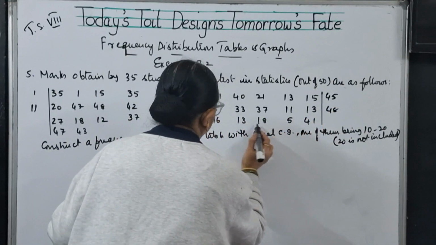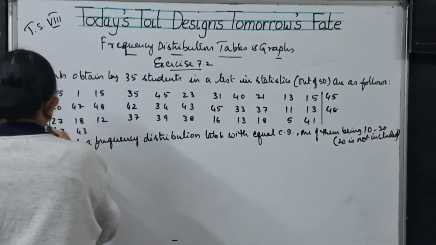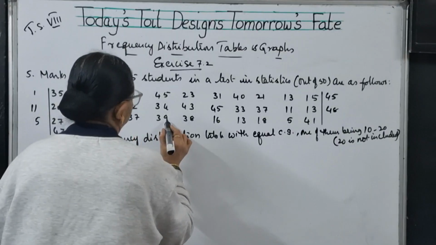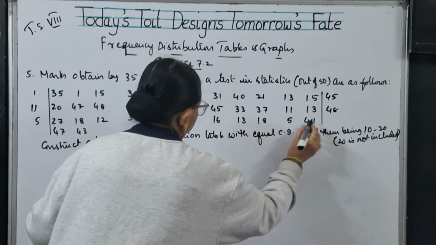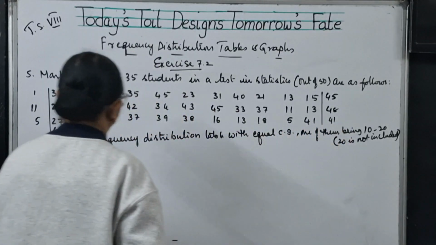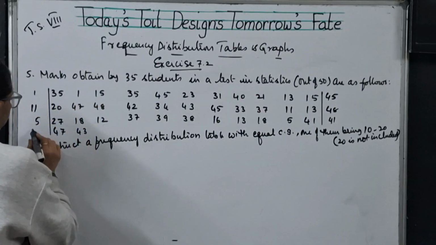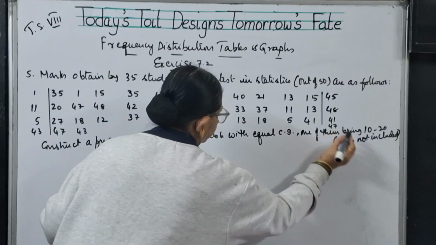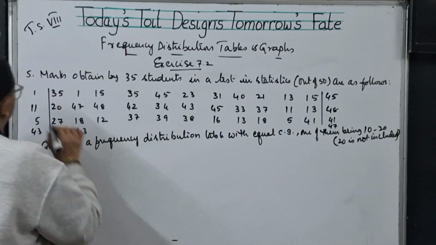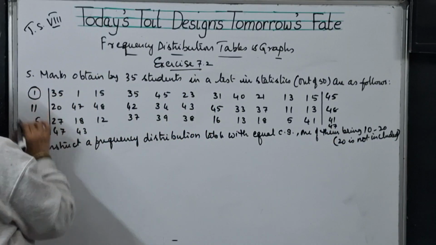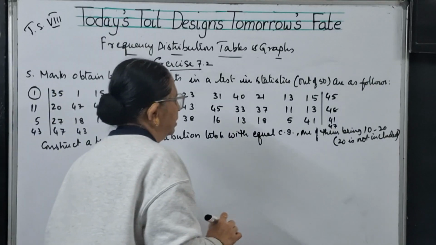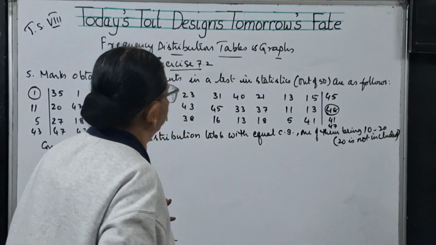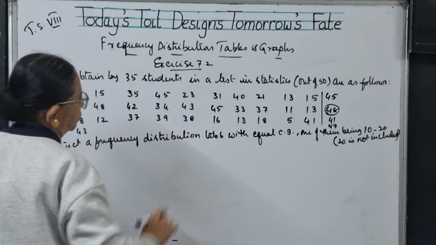Again, the least value here is 5. That's all. 5 is the least value. Highest is 27, 37, 39, 41. 41 is the highest value. And here the least value is 43. Highest value is 47. So in this, the least one is 1 and the highest one is 48. So, whatever class intervals you are writing, that should include these two.